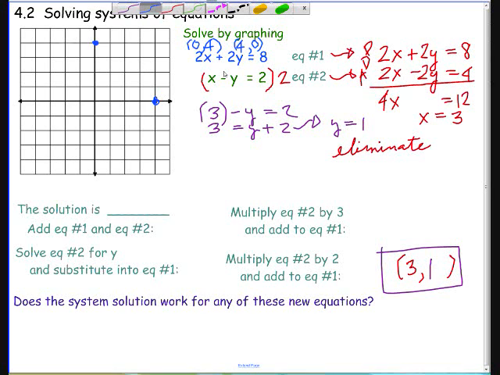And in this one, when x is 0, y is negative 2. And when y is 0, x is 2. So I'll graph those. So my y-intercept on this one is negative 2. My x-intercept is 2. I draw a line.